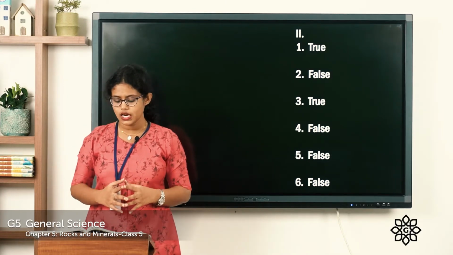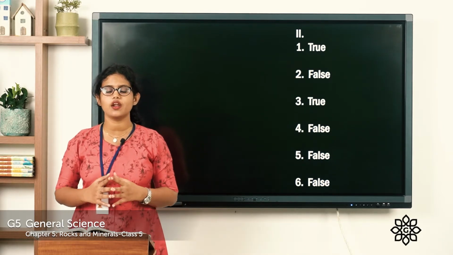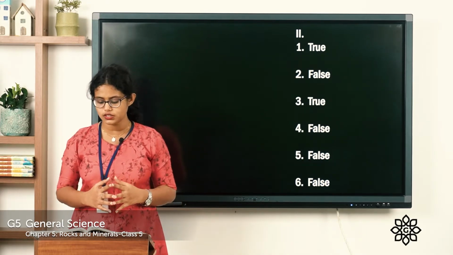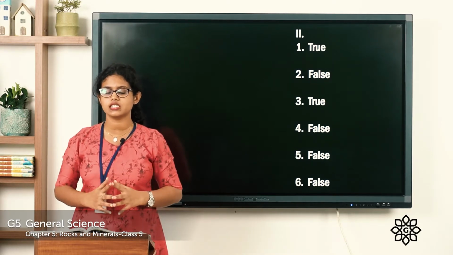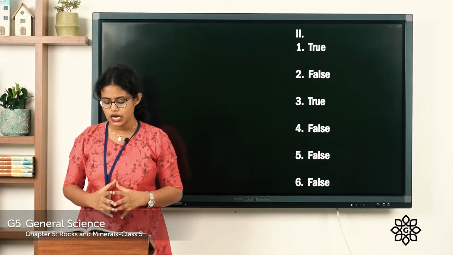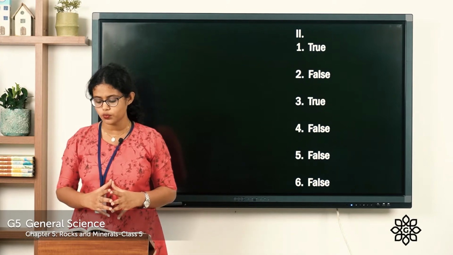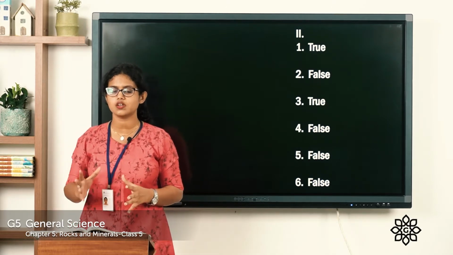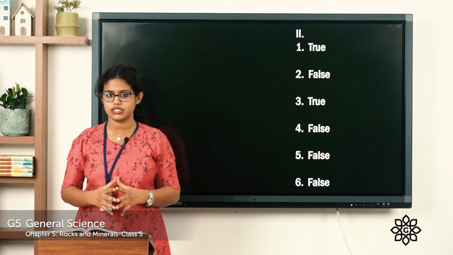The next one. Minerals are man-made substances manufactured in factories. So what is the answer? The answer is false, because minerals are natural substances. They are not man-made. The sixth one. Magma is mostly melted metals. So what is the answer? The answer is false. They are molten or semi-molten materials.